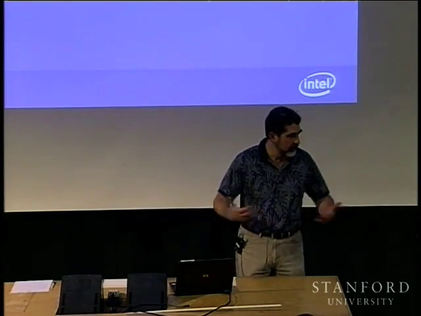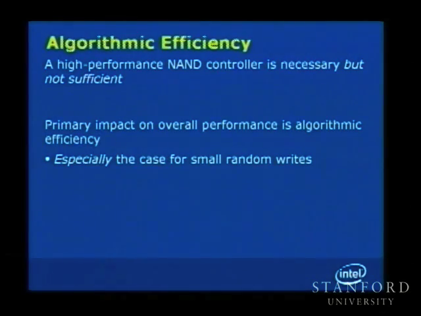Well, it's not only important to have a controller that can deal with all this concurrency, you really have to use a lot of algorithmic approaches, particularly in the case of small random writes, to deal with the fact that the memory is organized into these large blocks. If you remember, I was telling you that there can be 64 or 128 4-kilobyte sectors, but the computer is not writing in that large chunk of data. It's writing in 512-byte sectors or 4K sectors at a time and wants to rewrite that data. How do we manage that?